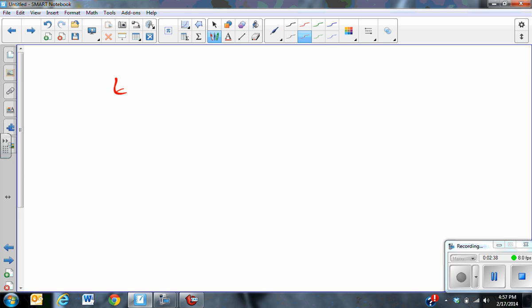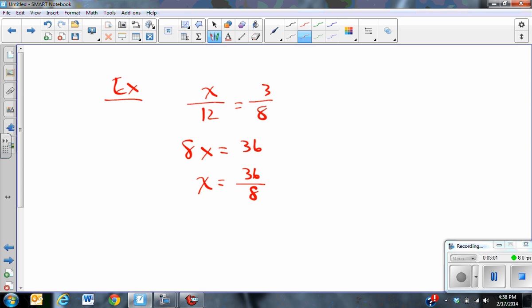So for instance, here's an example. Let's suppose we have x over 12, and we're told that equals 3 over 8. Okay, so we would say 8x is equal to 36, right? So x is equal to 36 over 8. 8 goes into 36, right? 4 times, and that leaves me with 4 over 8, or 4.5. Okay, so cross products can really make solving proportions so much easier.